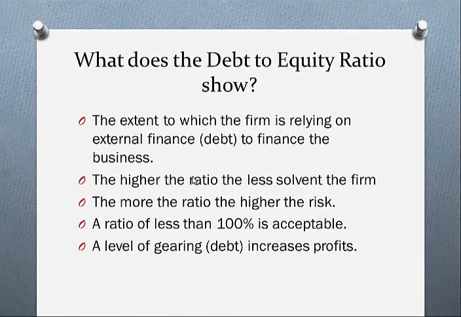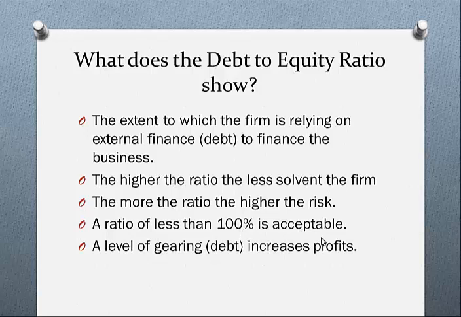What does it all show? Well, it shows the extent to which the firm is relying on external finance to finance the business's assets. The higher the ratio, the less solvent is the firm. It means a higher proportion of debt in relation to how much is being put in by the owners in terms of equity. The higher the ratio, the higher the risk. A ratio of less than 100% is acceptable.